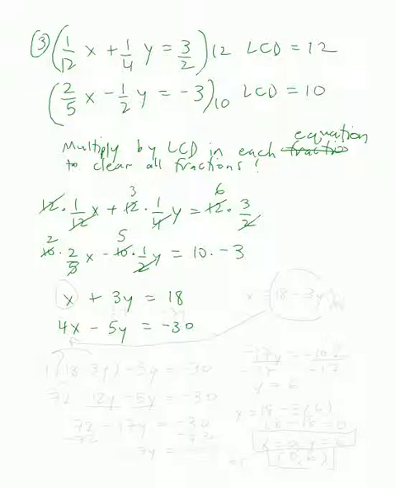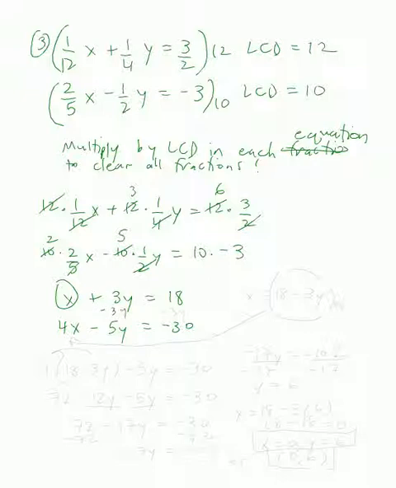So I've gotten rid of my fractions, and now I can do the problem. This will work a lot better. Once your fractions are gone, then your problem becomes a lot easier and cleaner. So I'm going to solve for one variable in terms of the other. This variable is the easiest one to isolate.